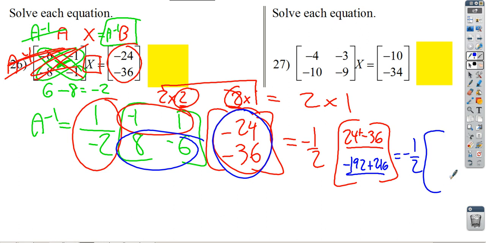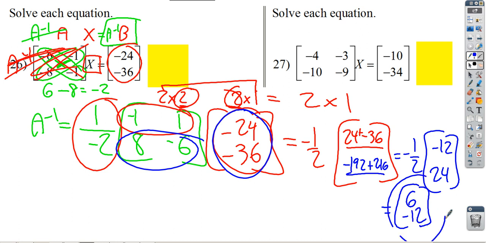Let's just clean this up a little bit. 24 plus negative 36 is negative 12, and negative 192 plus 216 equals 24. Negative half of negative 12 is 6, and negative half of 24 is negative 12. So that should be our final answer, unless they made a mistake, and it looks like it's correct.